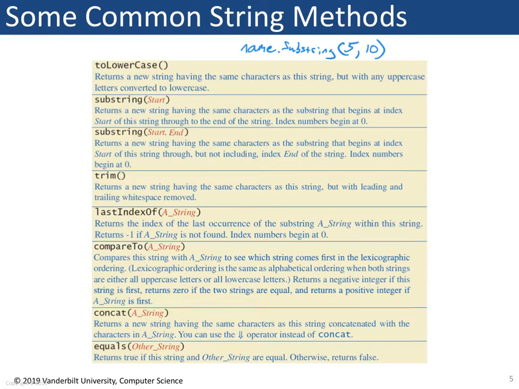Lexicographic ordering can be understood to be alphabetic ordering, but this method also works with numbers, and it also considers the case. So you can look up lexicographic ordering on your own if you want to know more about that. But essentially what happens is if the string A string is to be considered first in lexicographic ordering, then this will return a negative integer.